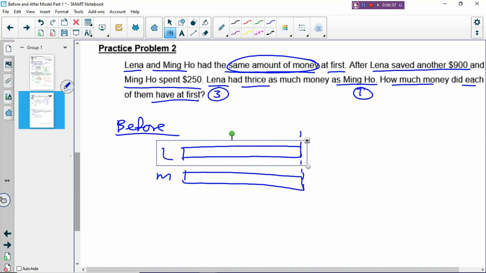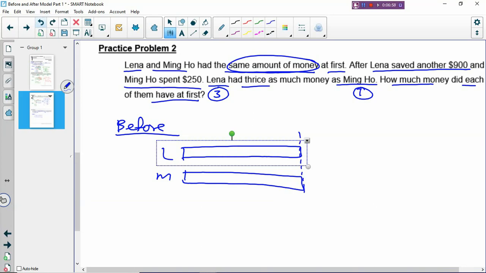Let me draw the dotted line a bit nicely. Okay, so maybe a dotted line, to show the equal concept. So why a dotted line? Because when you draw your rectangle, you draw until the dotted line. That's why you have the dotted line to guide you on where to draw until. Okay, then how about the after?